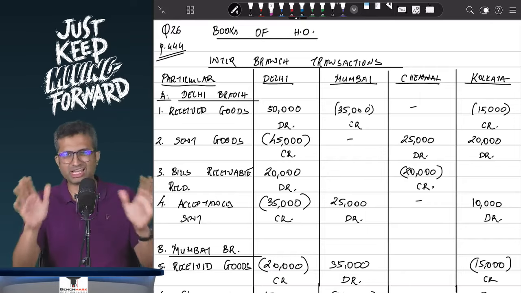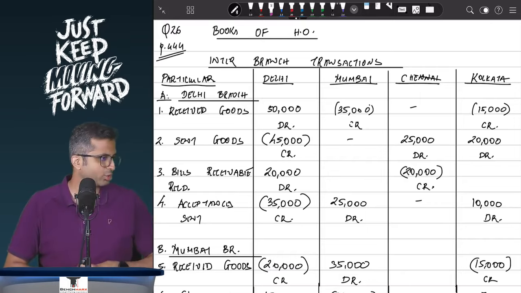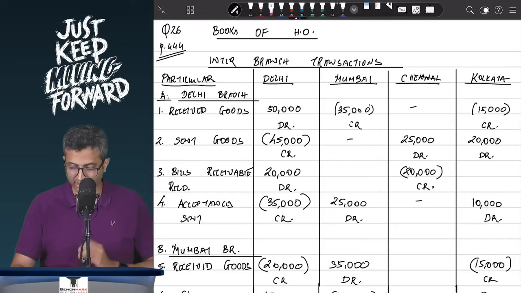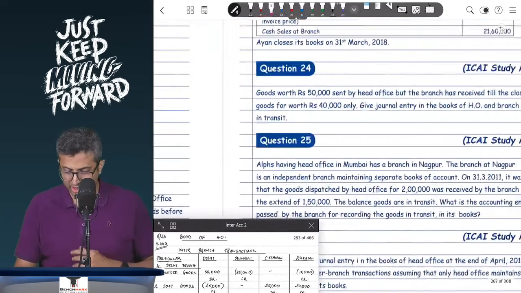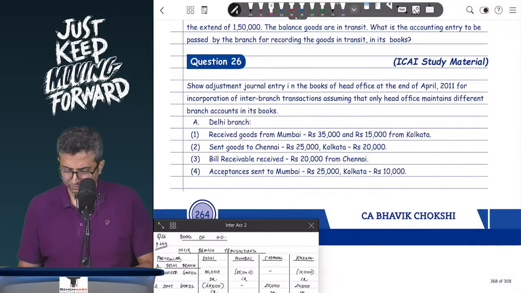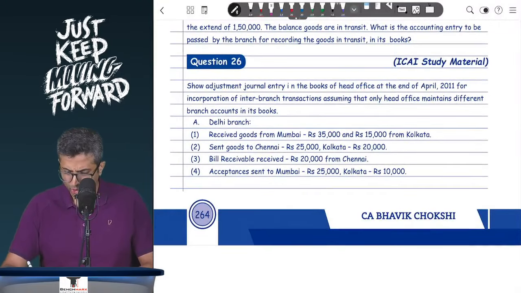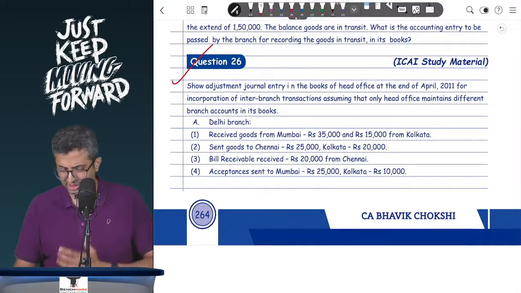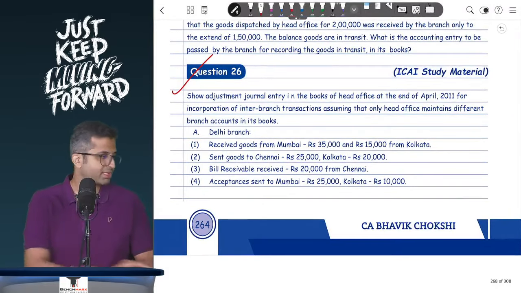This is one and the only question. If it comes on these lines, you should be probably able to tackle this. So we'll review question number 26 once. This is on inter-branch transactions. Go to question number 26 on page number 264. It's more of a common sense based adjustment here.